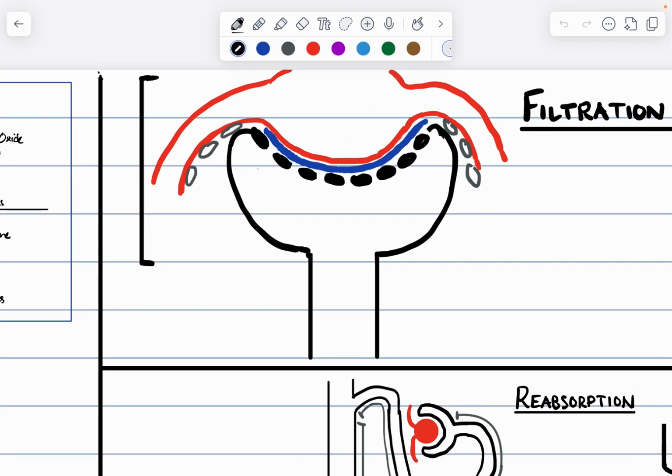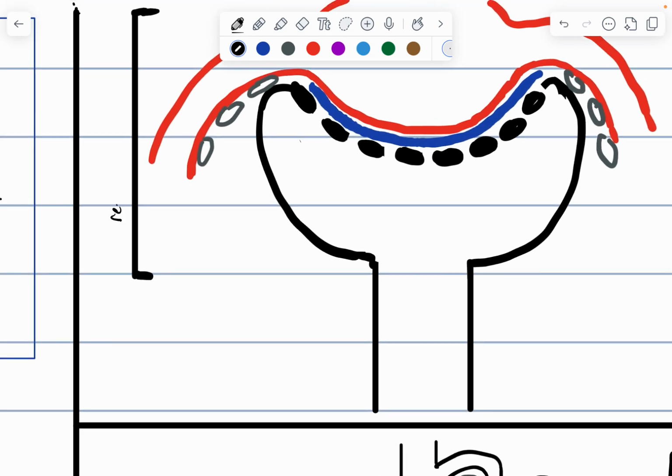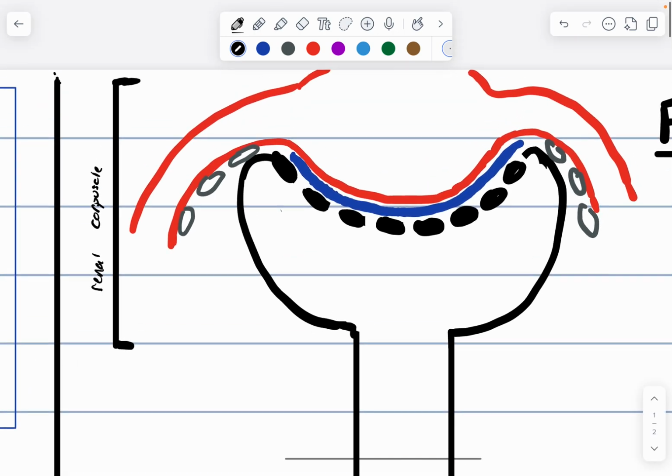The renal corpuscle would be this part here. And this includes the glomerulus, which is your capillary bundle here, and your Bowman's capsule. So those two things make up the renal corpuscle. And in this area is where filtration happens, through the membranes there.